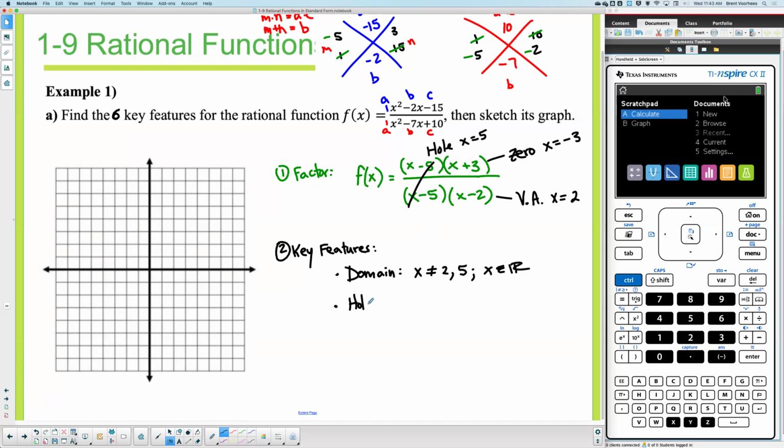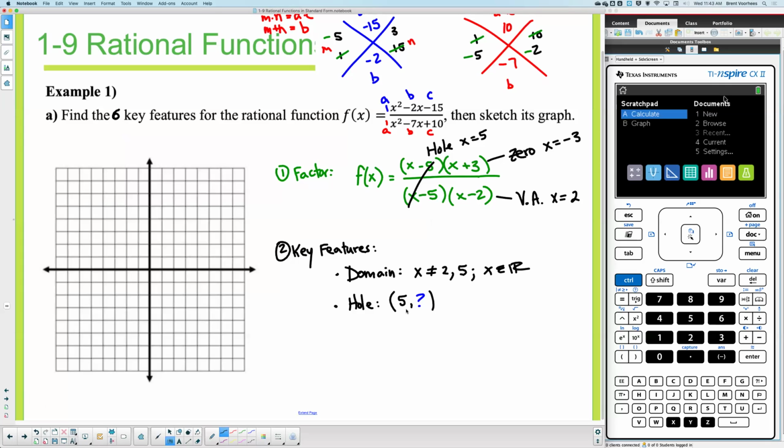Holes. Well, in this case, it's just a hole. We only have 1. We know the x value. A hole is going to be a point. So right now it's like this: 5 comma, and I don't know the y value. So I'm going to put a question mark just for a second. Did someone ask a question? The hole, I know it's at x value of 5. I don't know the y value.